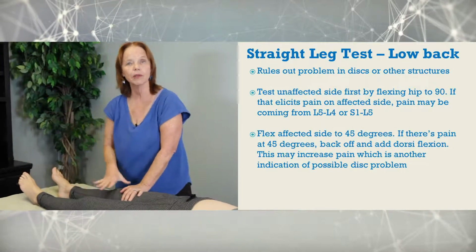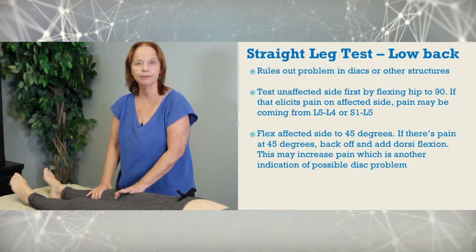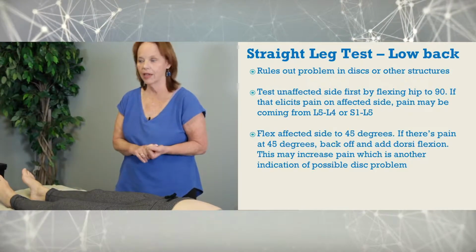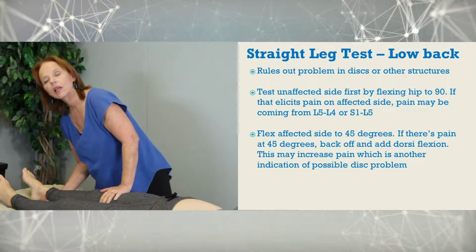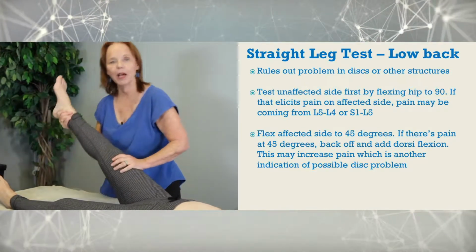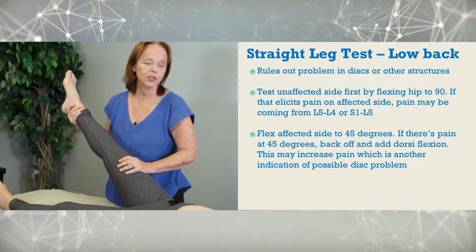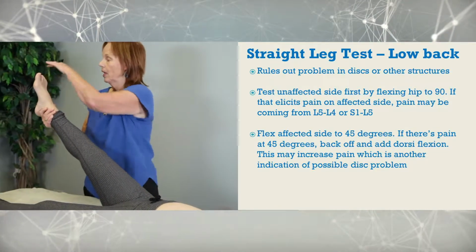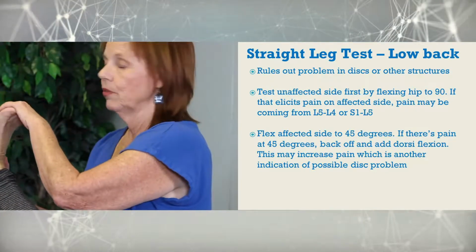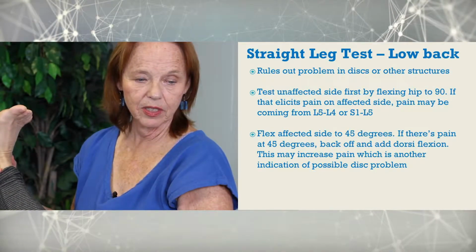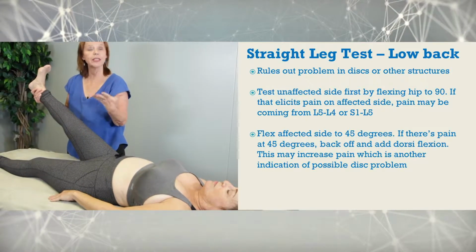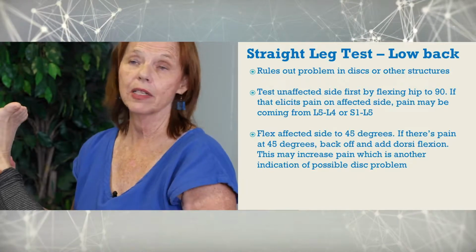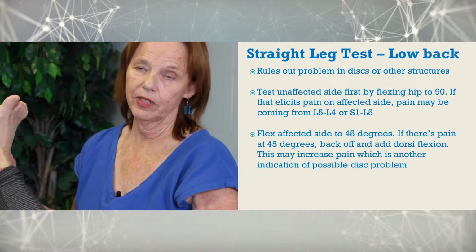But if it doesn't, then I'm going to move on to the affected side to eliminate the possibility of disc problems at L4, L5, or even higher up. I'll lift up her leg to about 45 degrees and I'll ask her, does this reproduce any of your pain? No. Okay, Janet, would you pull your toes back? How about that? No. All right, so if that did, that would be an indication that the pain is coming possibly from L4, L5 discs.